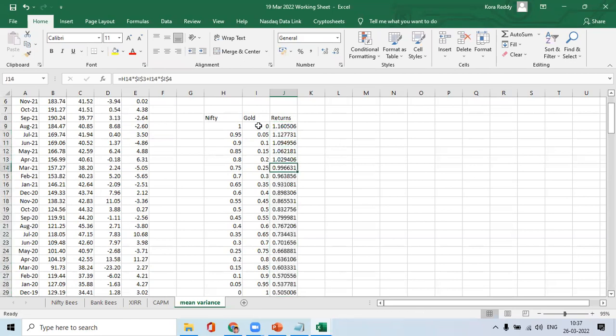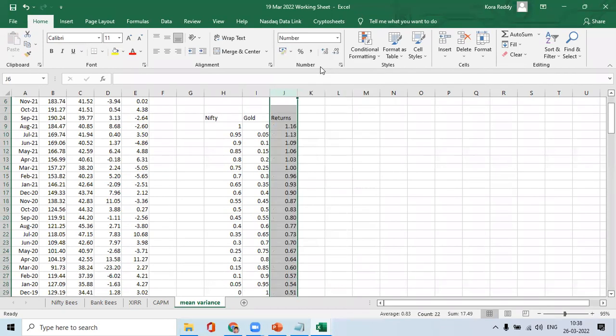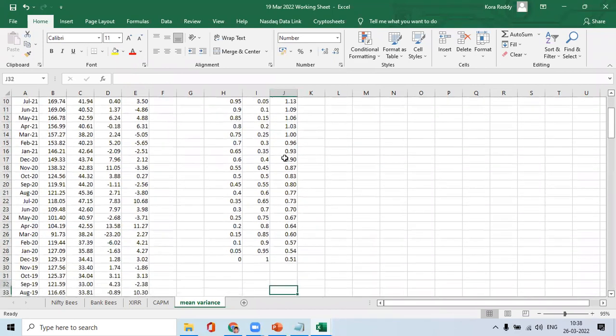Put 50 in Nifty and 50 in gold, your returns are 0.83% per month. If you put 100% in Nifty, your returns are 1.16% per month. If you put 100% in gold, returns are 0.51%.